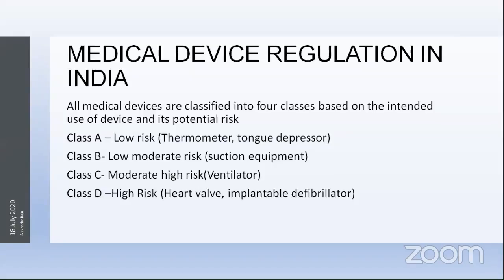So according to medical device regulations in India, the equipment is classified into low risk, low moderate risk, moderate high risk, and very high risk, like heart valves and implantable defibrillators. Moderate high risk includes ventilators. Some of the equipment is considered into class C and class B.